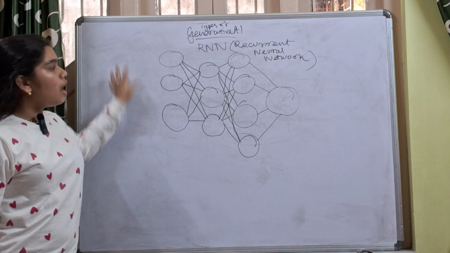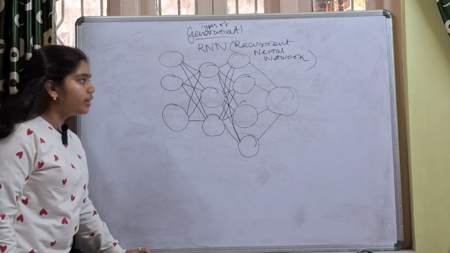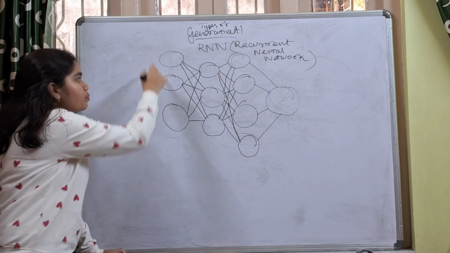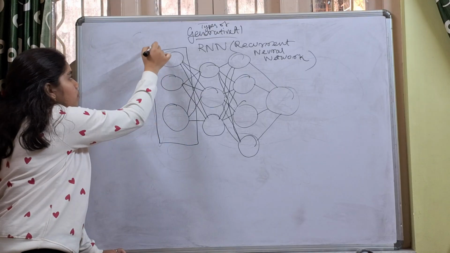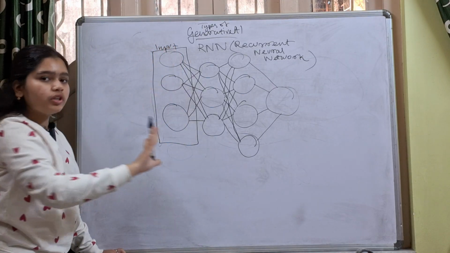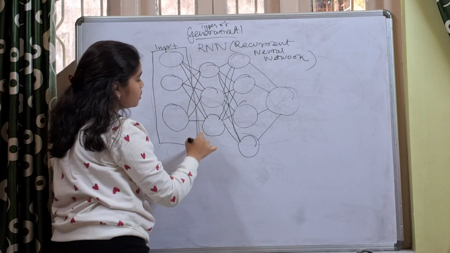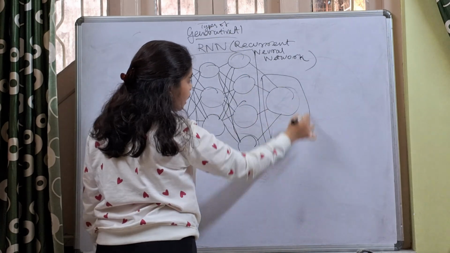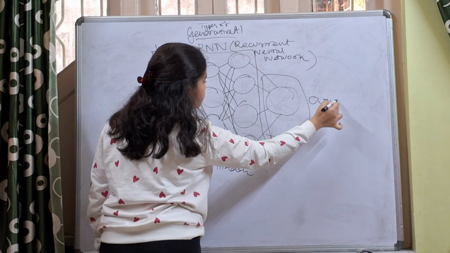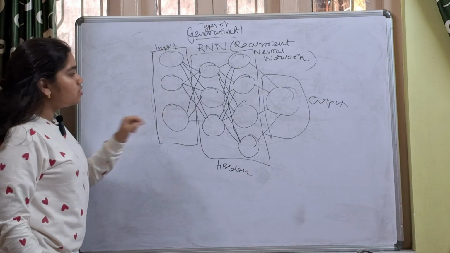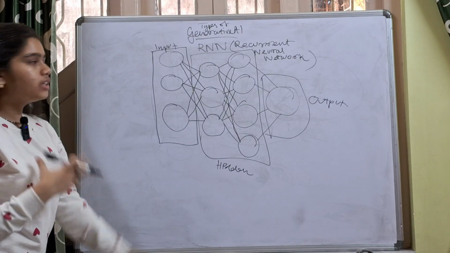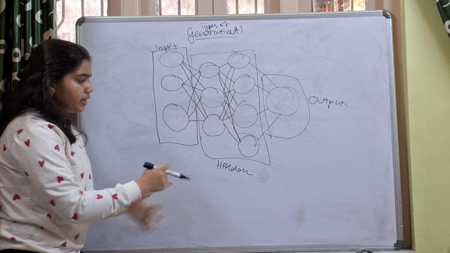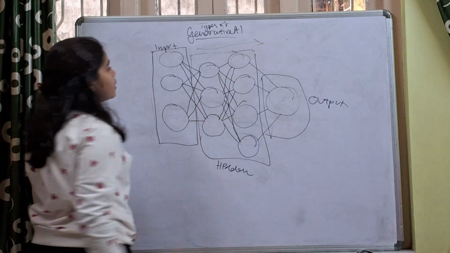Okay, this is RNN, or recurrent neural network. Now this is a typical neural network. It has the input layer, where all the input is passed. Then all the processing happens in the hidden layer, and this is the output layer, where the output is given. And these circles are neurons. Every neuron is interconnected with each other. This is a typical neural network, which is a feed forward neural network, that means it goes only in the forward direction.